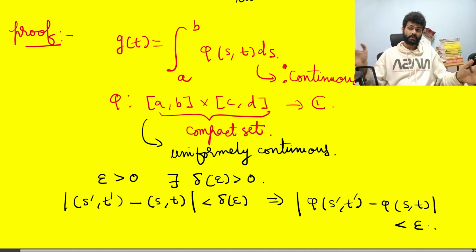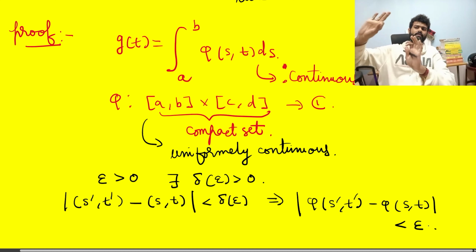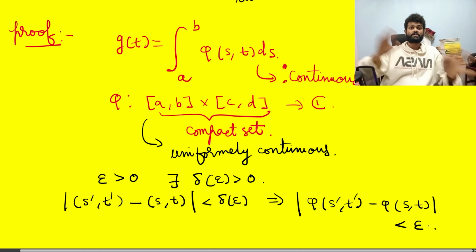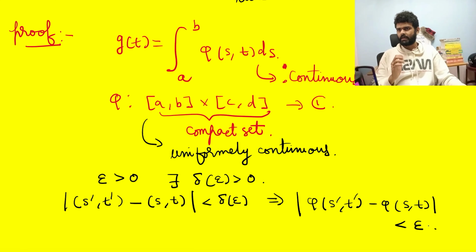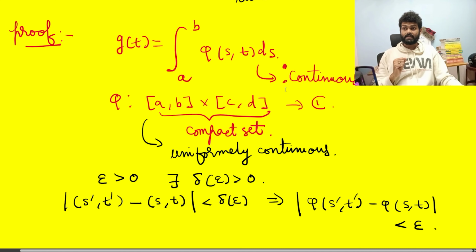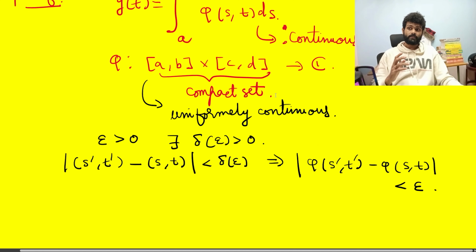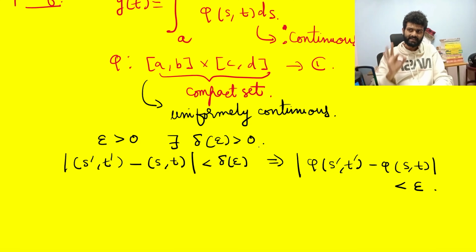This is what is happening here. So if you pick 2 points whose distance is less than delta, then the function values at those 2 points will be bounded by epsilon. Okay, so that is uniformly continuous. I can pick any 2 points. It doesn't matter which 2 points I pick, but if the distance is less than delta, this happens. That's the key thing in uniform continuity. Okay, so that's uniformly continuous.